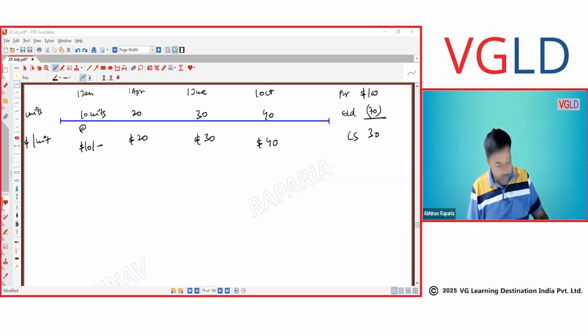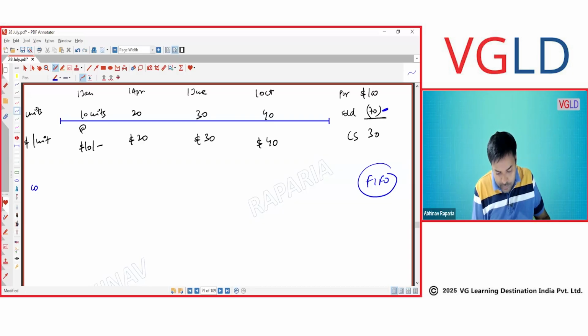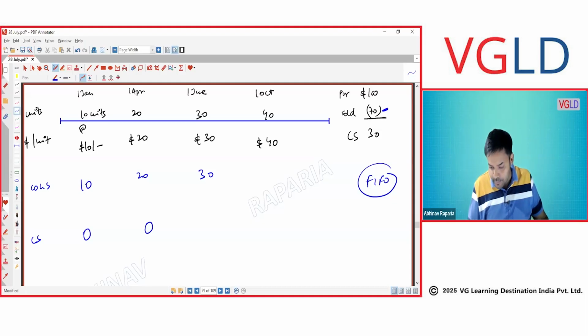First, I'll do it with the FIFO. FIFO, first in, first out. So we are selling 70. So COGS and closing stock. 70, first 10 here, 0 here. 20 here, 0 here. 30 here. So 30, 0 here. 10 here, 0.